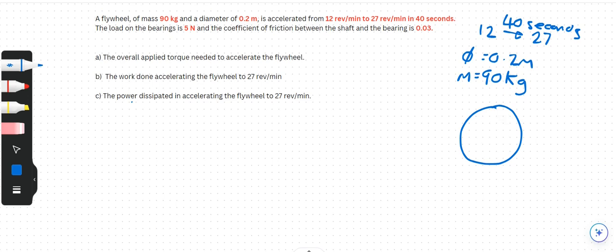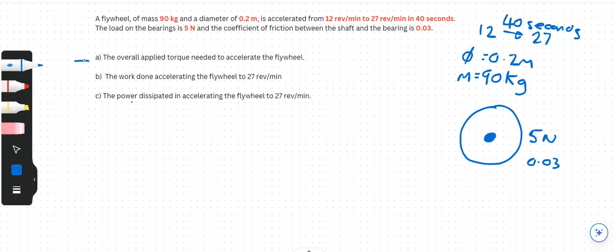The load on the bearing, so we'll have a bearing in there supporting it on a shaft, is 5 newtons. That's the force to overcome the bearings, and the friction is 0.03. Okay, so we've got to work out A, B, and C.